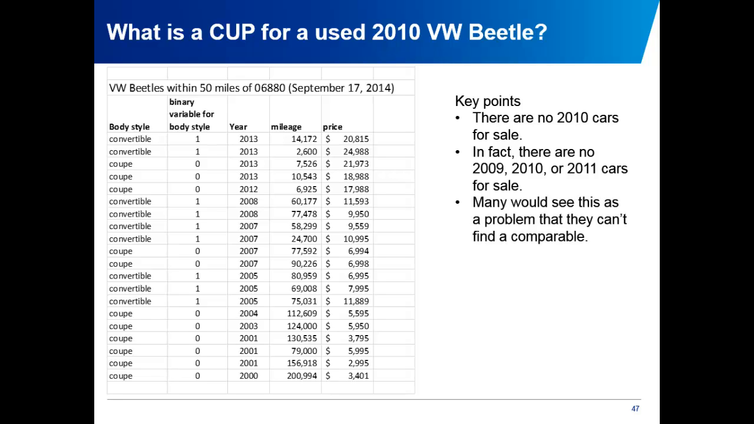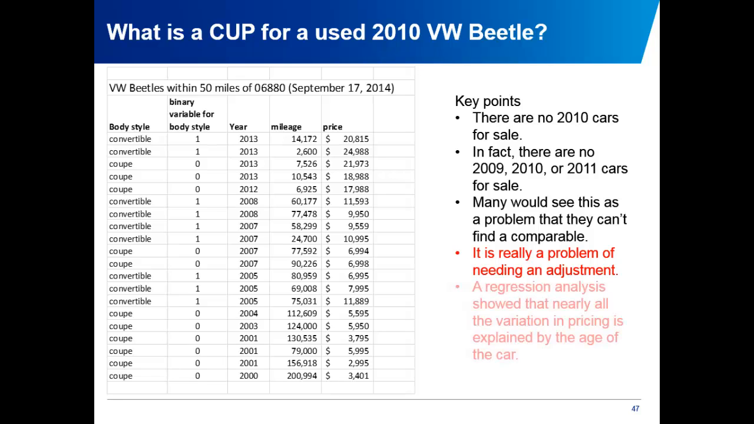Many would see this as a problem where they would stop the investigation of using a CUP. They'd say it can't be the best method, I can't observe a comparable, I'm going to move on to some other method. But frankly, this isn't an issue of non-comparability, it's simply an issue of making the right adjustments. What we're going to do here is ask, how would we make that adjustment? We ran a regression analysis, and from that regression analysis we showed that nearly all of the variation in pricing on cars could be explained by the age of the car.